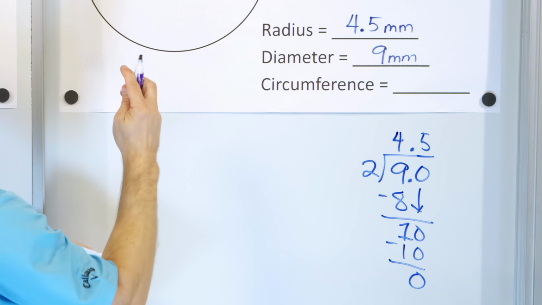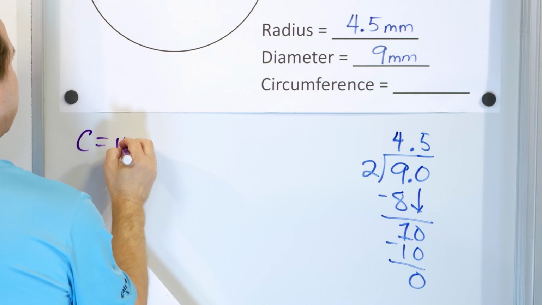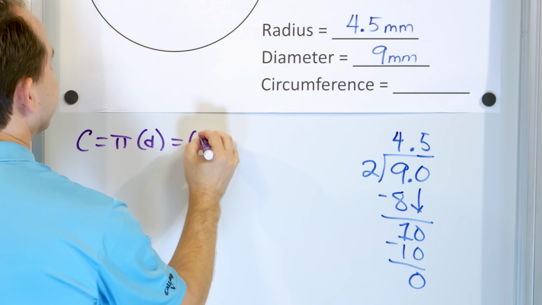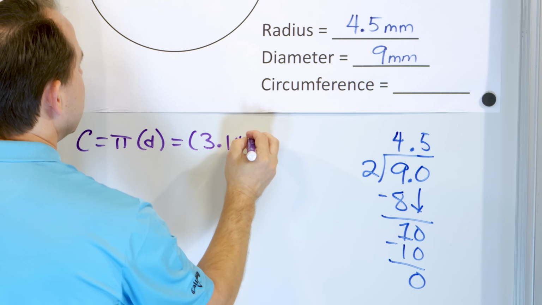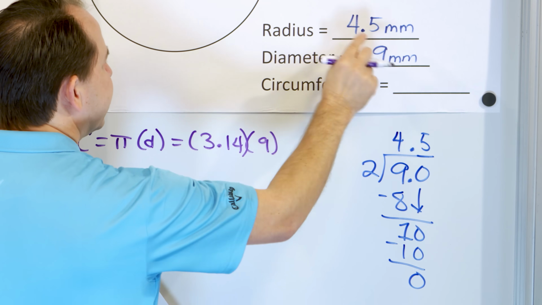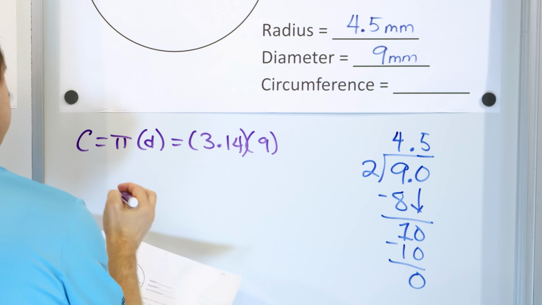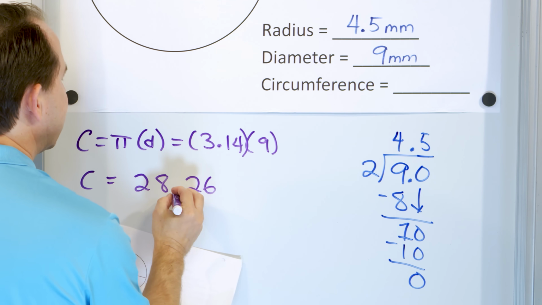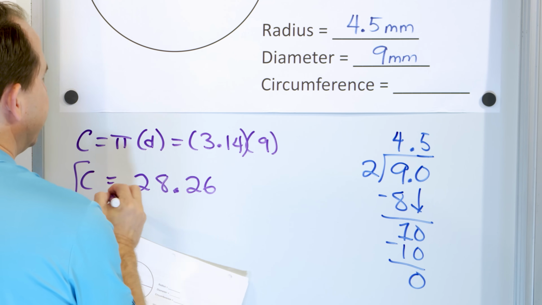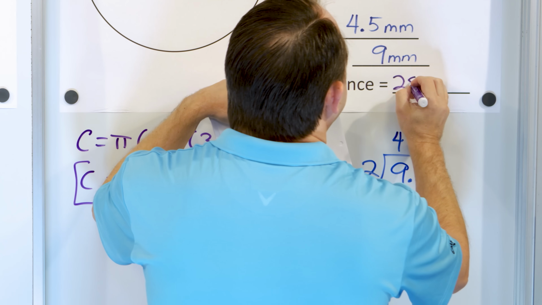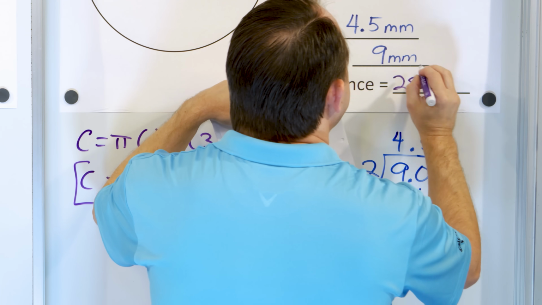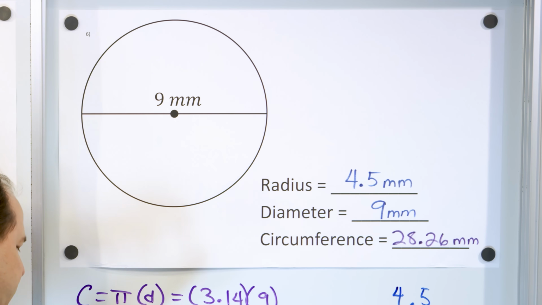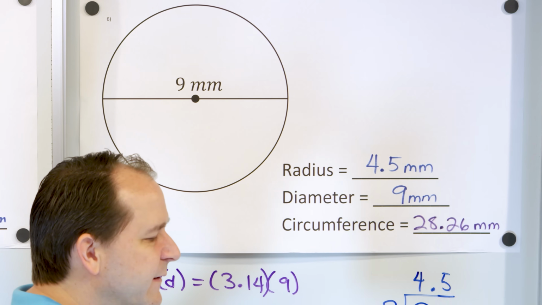All right, next we have the circumference is pi times the diameter, right, which is 3.14 times 9, because the diameter is 9. 3.14 times 9, and so that works out to 28.26. When you do that long multiplication, 28.26. So 28.26, and the unit is millimeters, because they're all in the same unit, millimeters there, 28.26. So that was the very last problem.